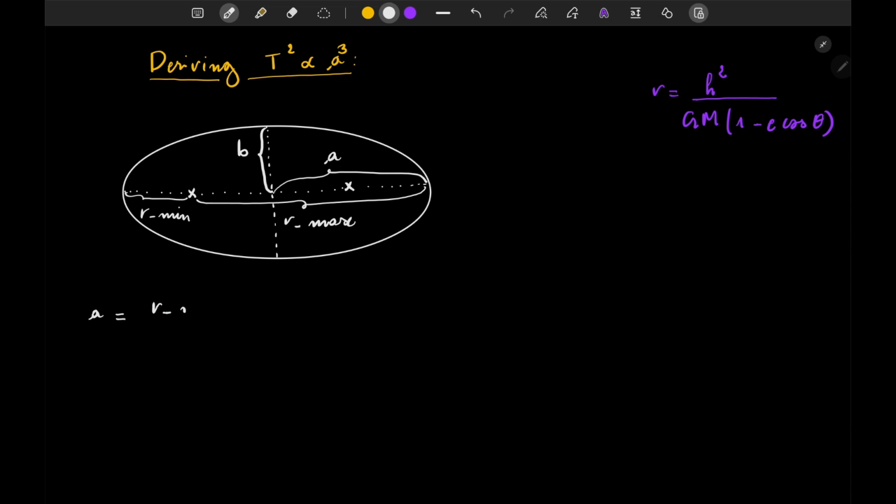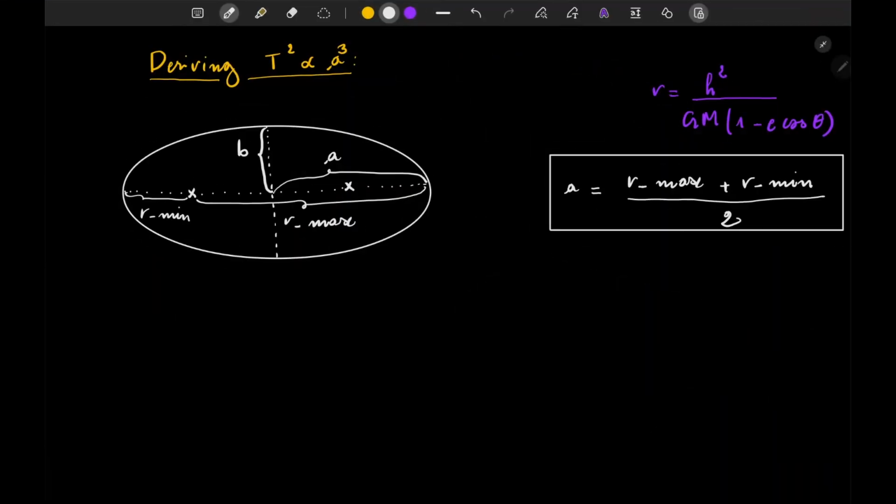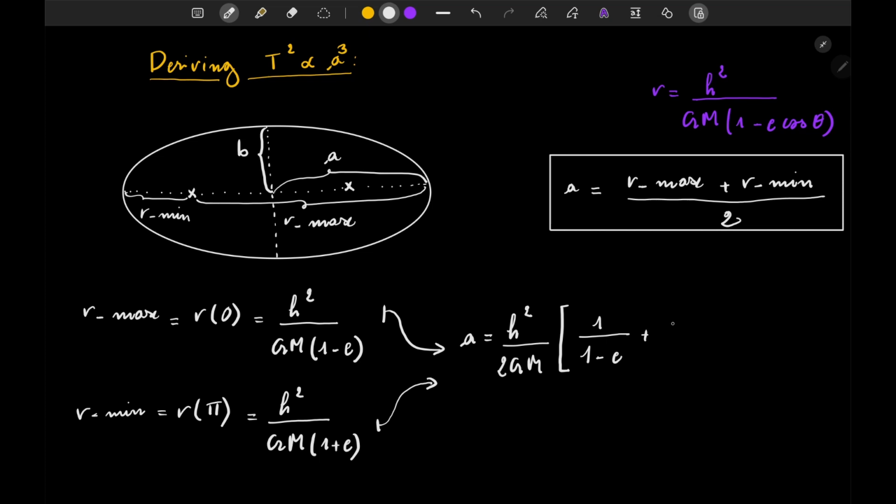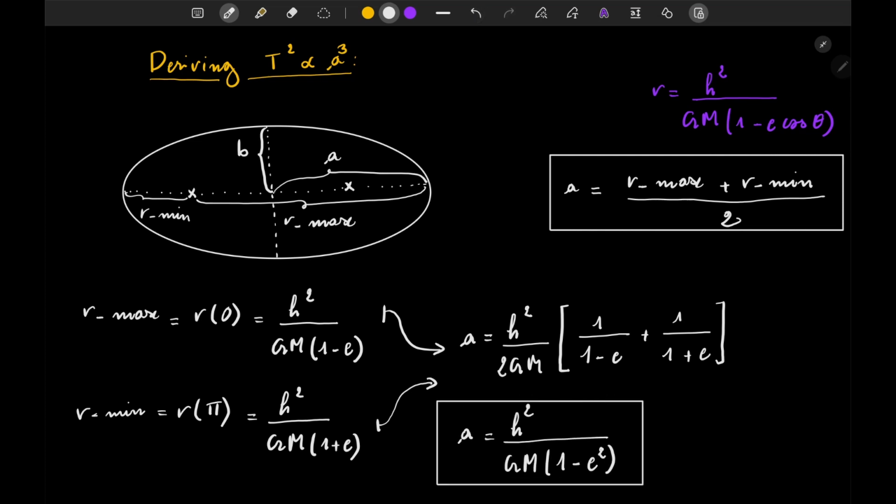The first one is obvious: a equals Rmax plus Rmin over 2. Notice that Rmax is just r of 0, which equals h squared over GM times 1 minus e. And in the same way, Rmin is equal to r of pi, which equals h squared over GM times 1 plus e. We add them up and simplify, and we get that a is equal to h squared over GM times 1 minus e squared.